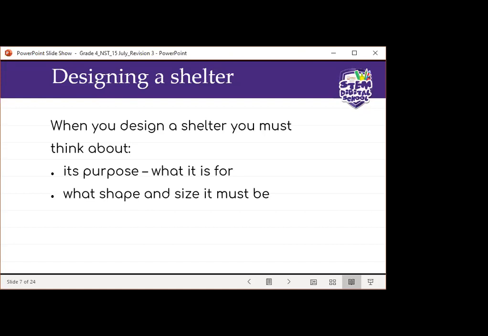Okay, so you cannot create a shelter the size of a bird's for a dog, because the dog will not fit into that particular shelter. All right. And then you need to consider materials. What must it be made of?